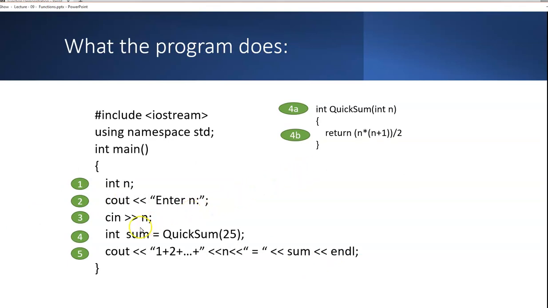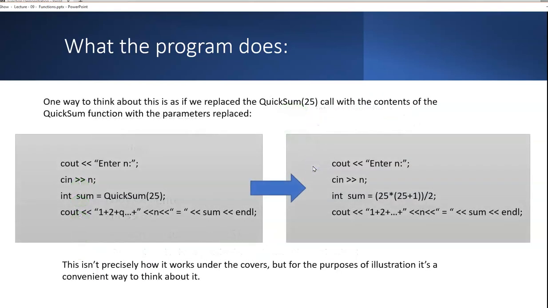So let's look into this again as we enter a number, n, and then the sum of quick sum to 25. We should actually replace this with n. And then here's the actual function implementation. One way to think about this is if we replace the call quick sum 25 with the contents of the quick sum function with the parameters replaced. So quick sum 25 would become sum equals sum plus 25 times 25 plus 1 divided by 2. This isn't really how it works under the covers, but for purposes of illustration, it's a convenient way to think about it.